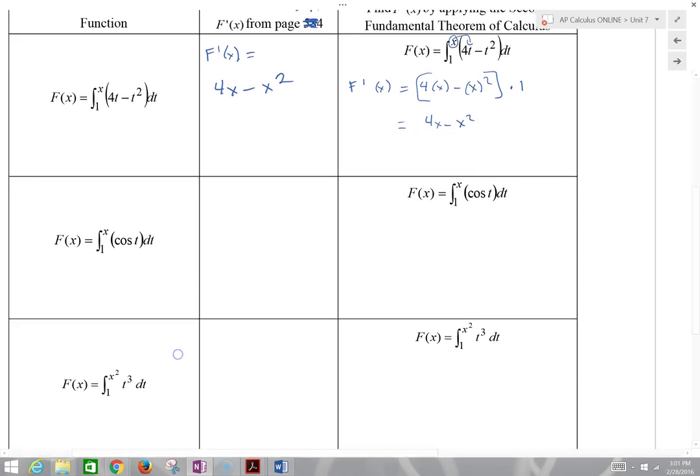Let's try it again. F of x equals the integral from 1 to x of cosine t. That one we had that F prime of x is equal to cosine x. Well, now we'll apply it using the second fundamental theorem of calculus. Plugging x in for t, we get cosine of x times the derivative of x, which is 1.